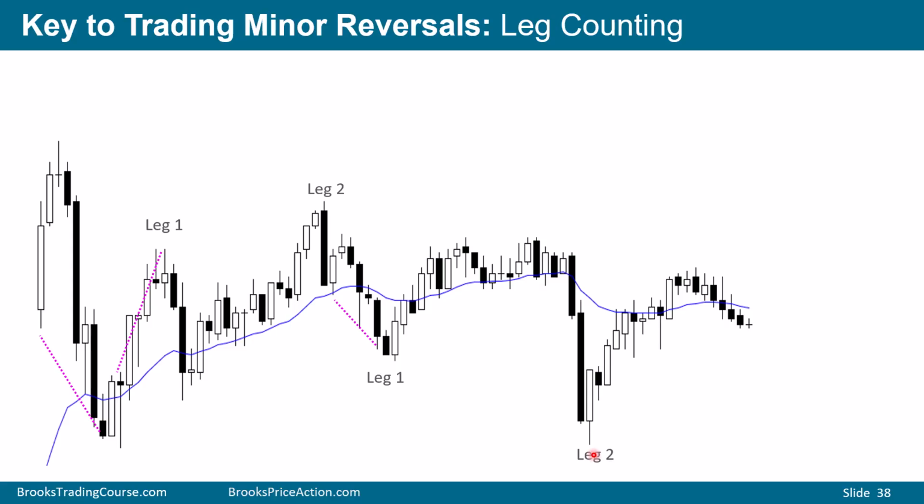Whenever you think something might be 2 legs down or 3 legs down, especially if you're at the bottom third of the range and you're short, it's usually better to exit. So if you see something here that could be 2 legs down and you see a strong bull bar closing on its high in the bottom third of the range, it's usually better to go ahead and exit your shorts.